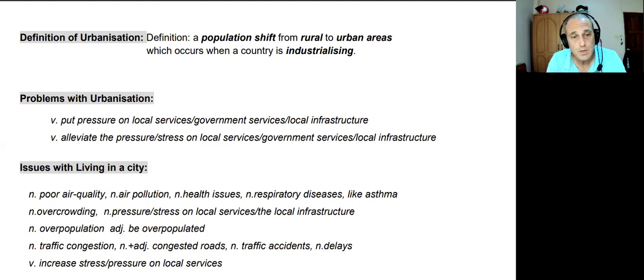And then issues with living in a city, we've already mentioned. So poor air quality, health issues, particularly respiratory diseases like asthma and lung cancer. That's the other one. And overcrowding, overpopulation, traffic congestion, and increased stress and pressure on local services.